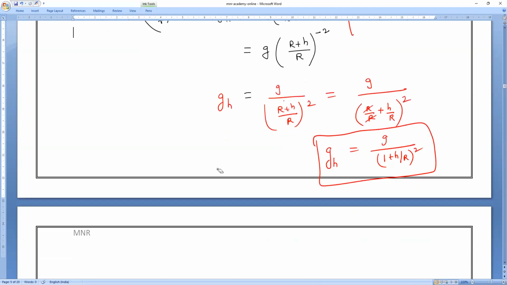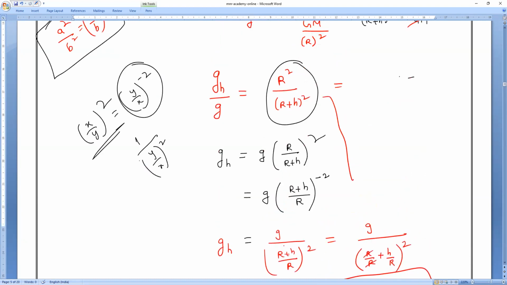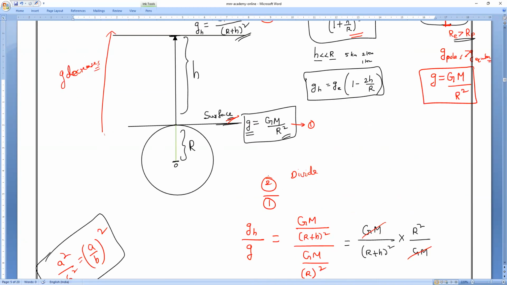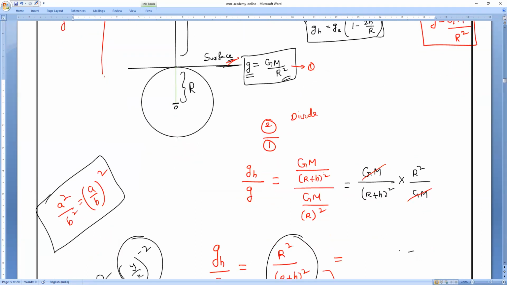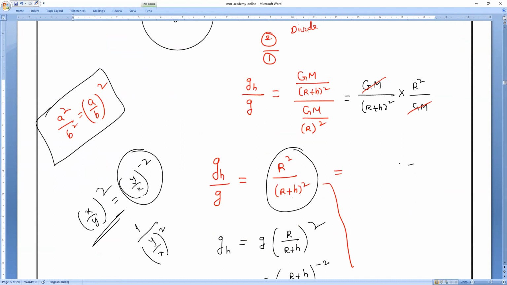Any problem for anybody, you can ask. Are you clear? Nothing else I have done. Simply, at the surface, the G value is GM divided by R square. Above the ground, GH is equal to GM divided by R plus H whole square. I am dividing equation 2 by equation 1. GM will get cancelled, and I get R square divided by R plus H whole square.